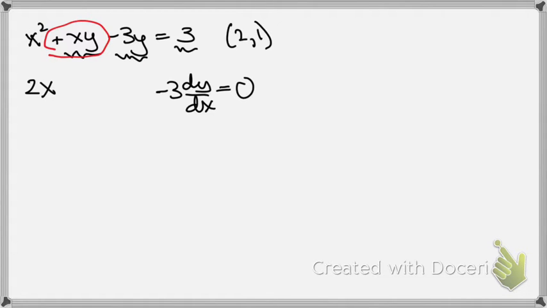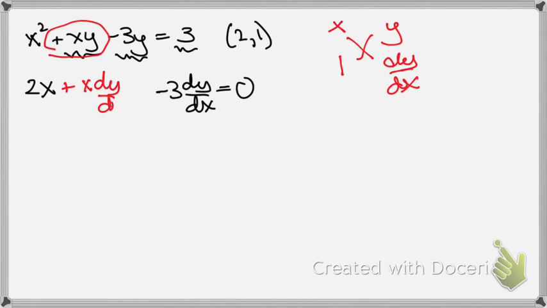The derivative of xy, derivative of x is 1. The derivative of y is 1 dy/dx. Crisscross. So we get x dy/dx plus y.